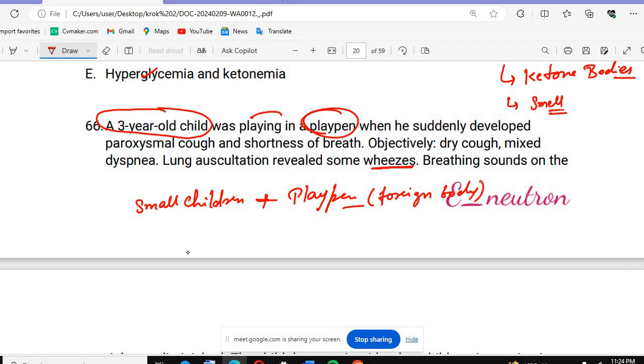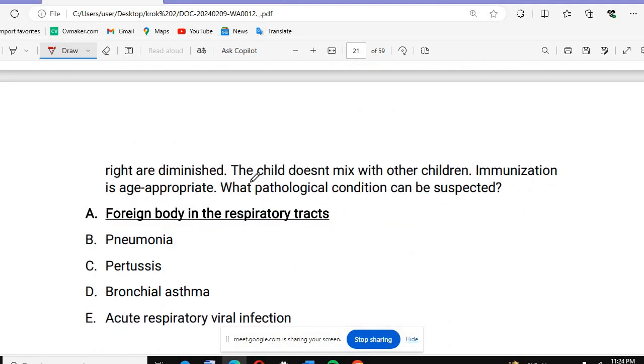Atelectasis will be there. Breathing sounds on the right are diminished. The child does not mix with other children. Immunization is age appropriate. What pathological conditions can be suspected?